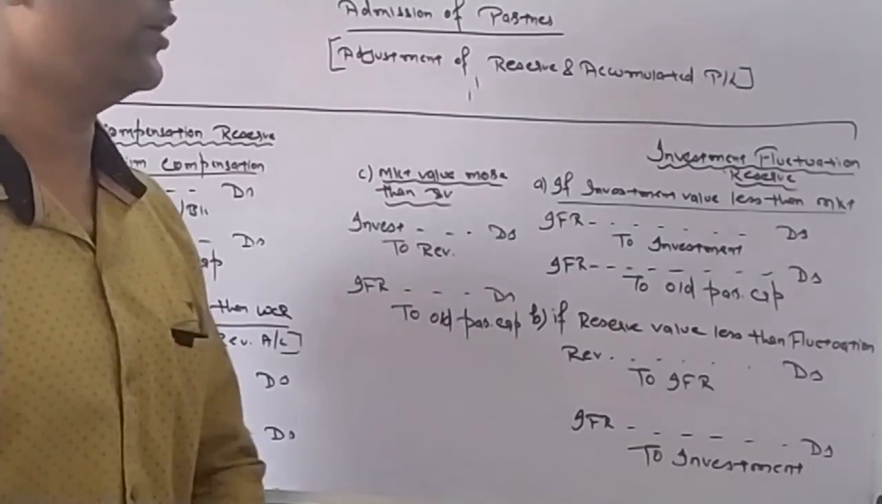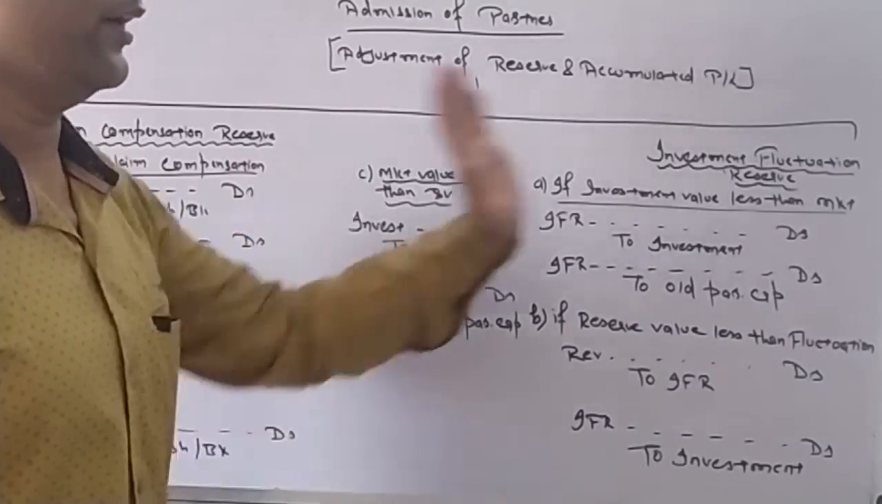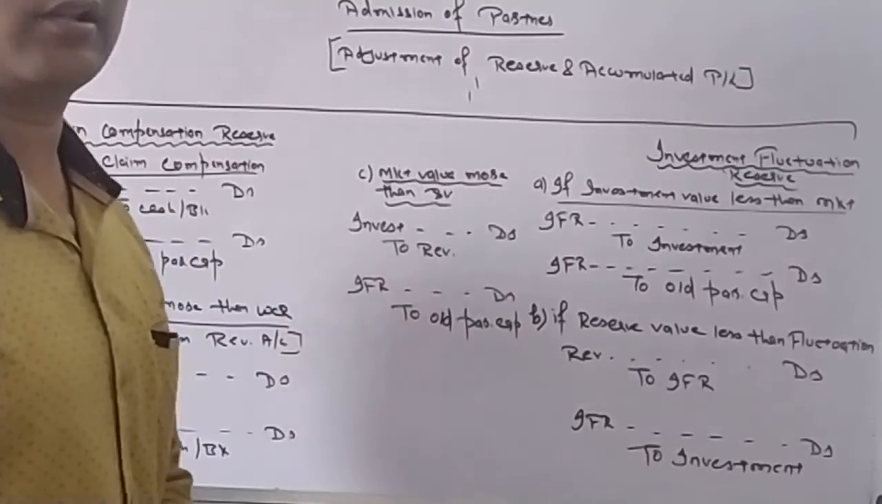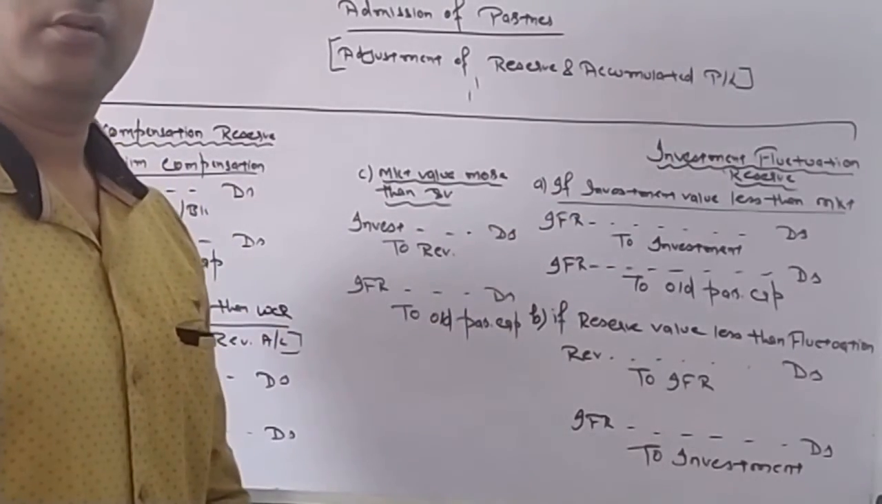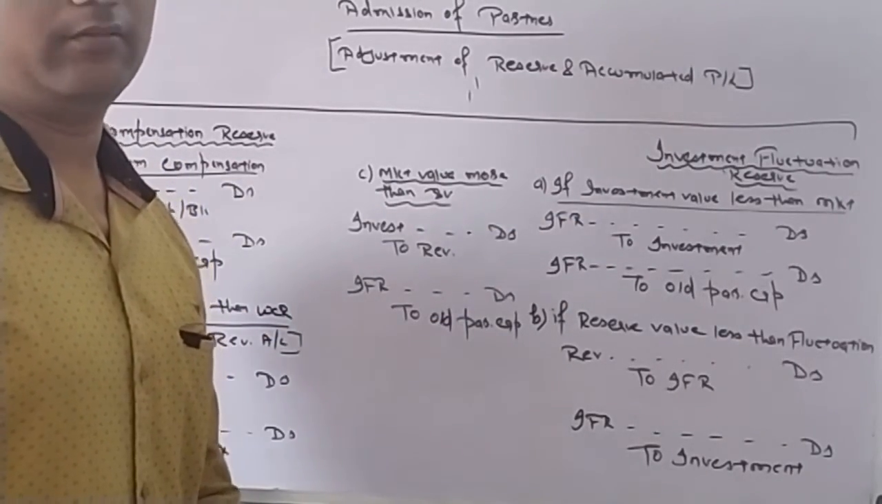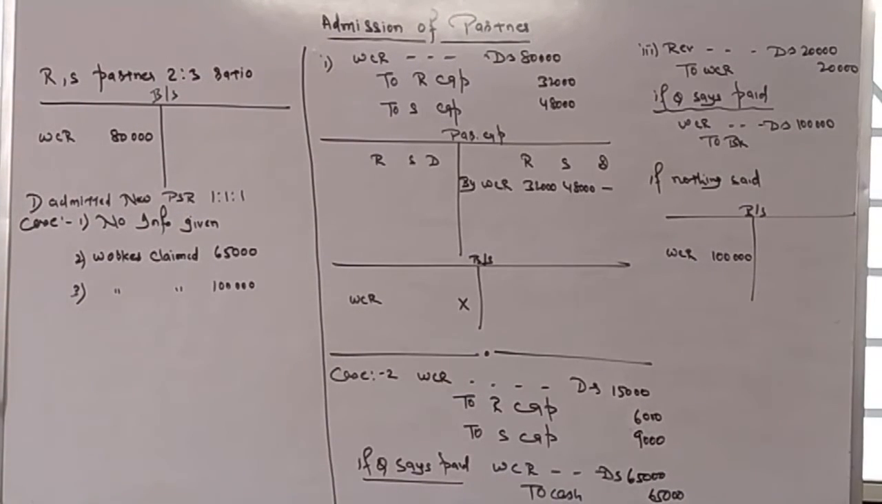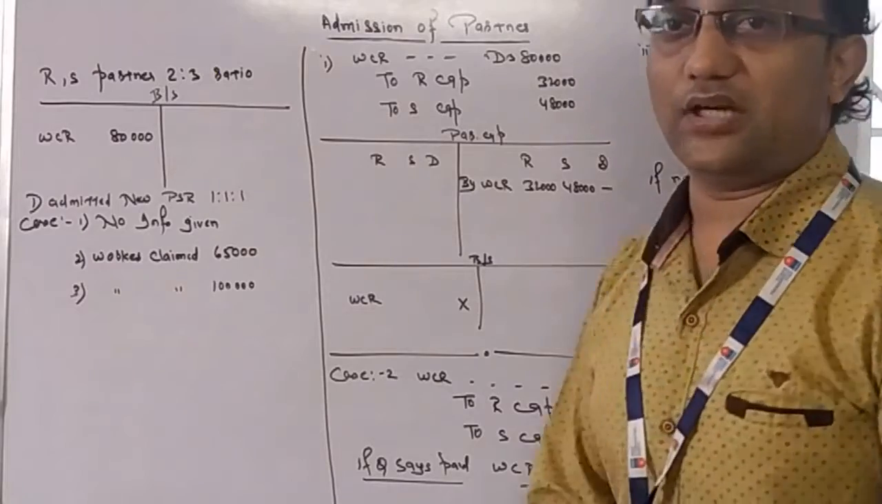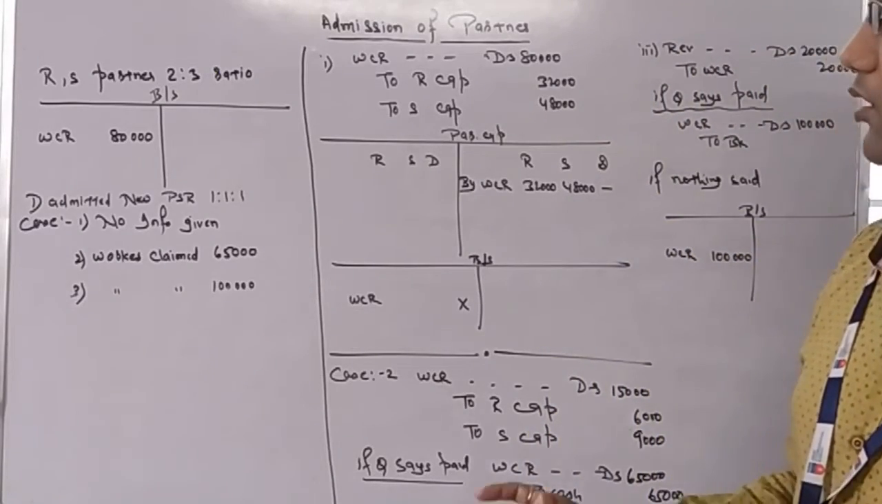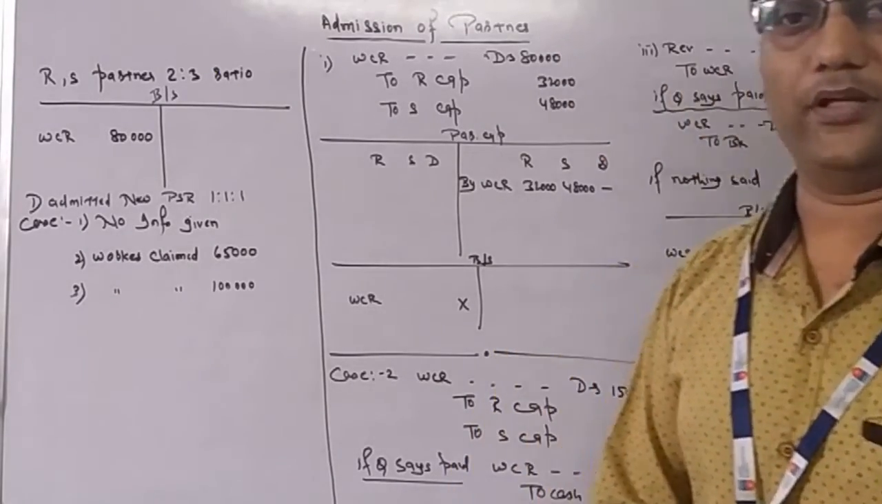These are the cases, students, which we get in WCR and IFR. Workman compensation reserve and investment fluctuation reserve. Now let's deal with it with an example. Let's start with an example. First take an example of workman compensation reserve.